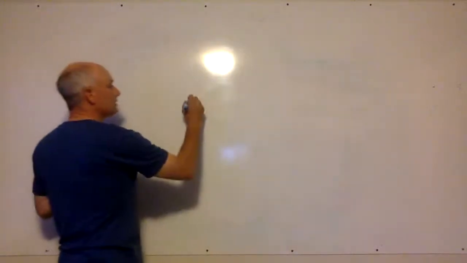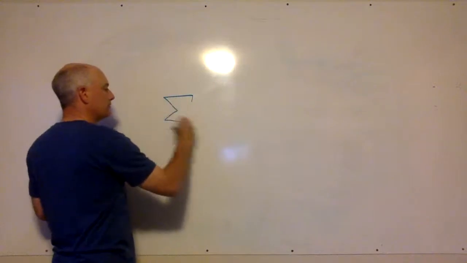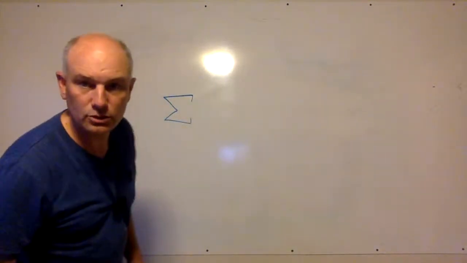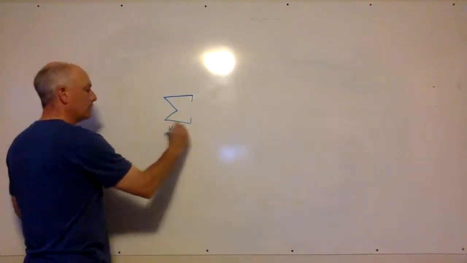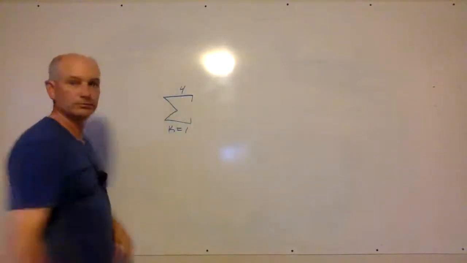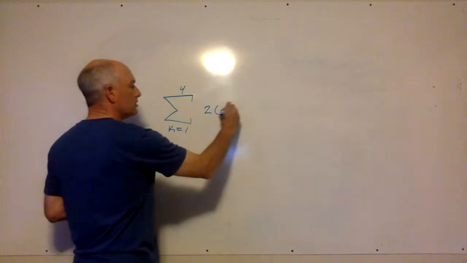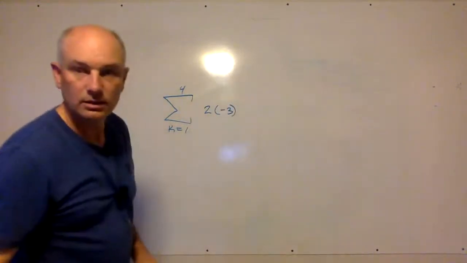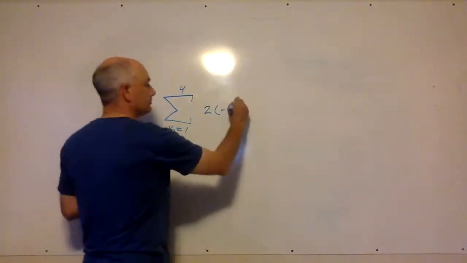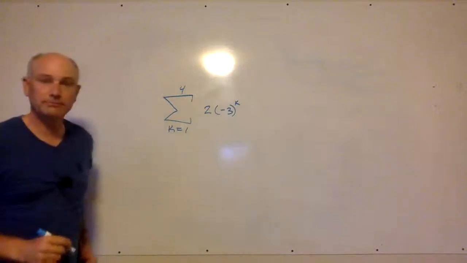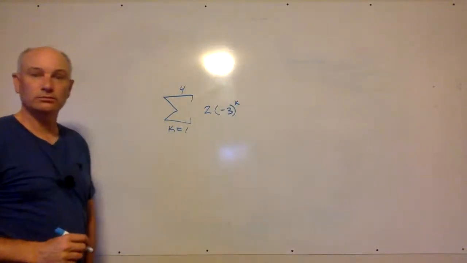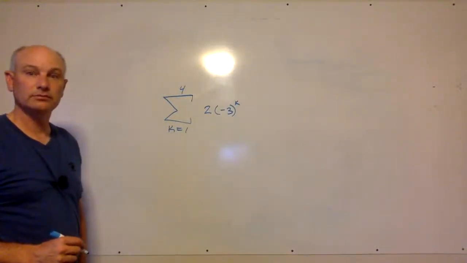All right. Let's say we've got this summation. A summation that starts where k is equal to 1 and runs to 4. 2 times negative 3 to the power of k. All right? Pause the video. Come back when you're done.